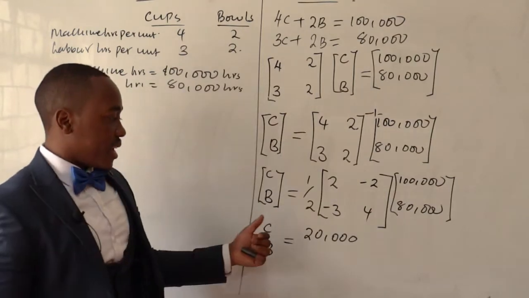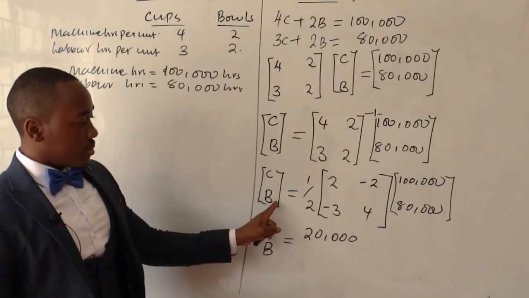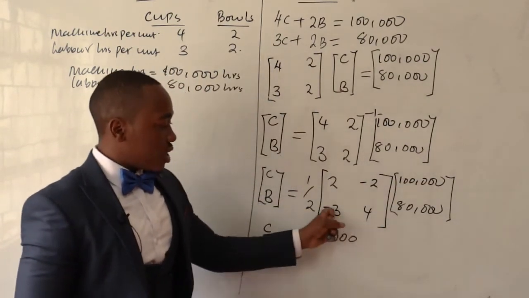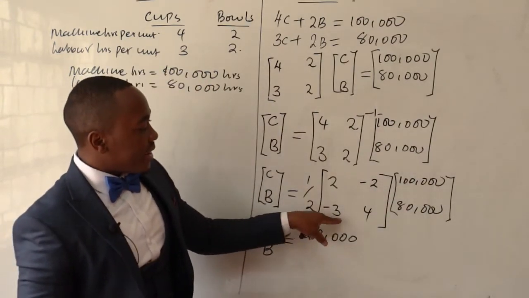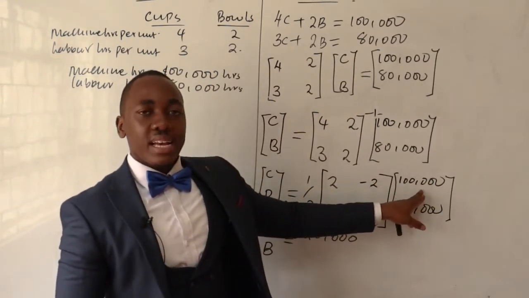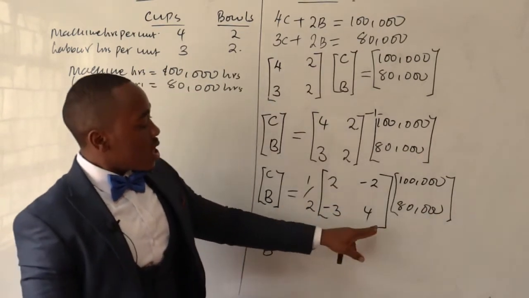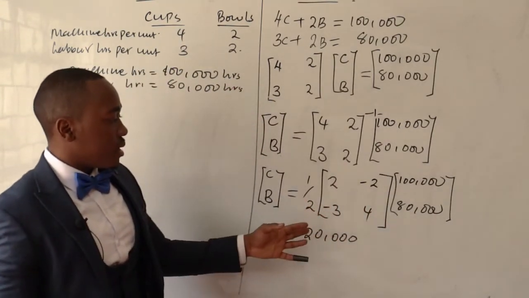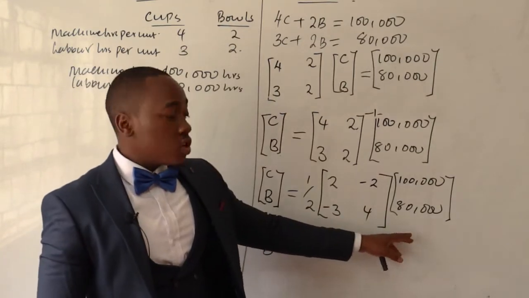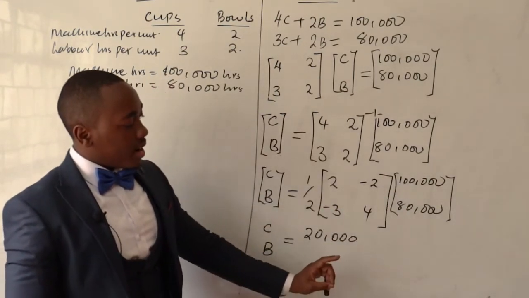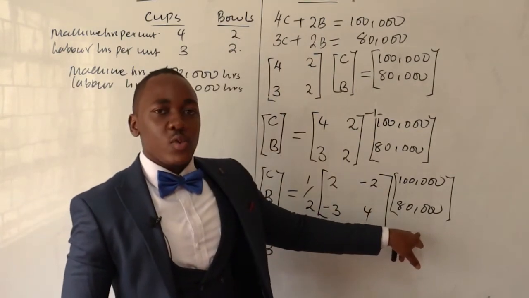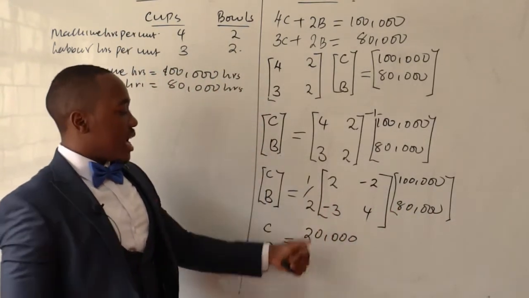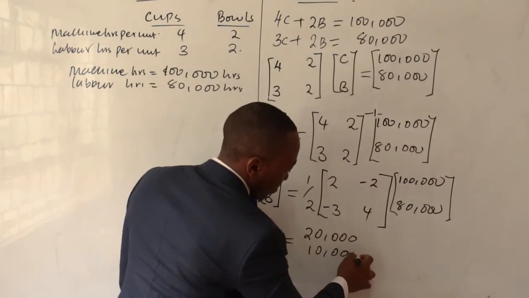Now let's get the second one. You take the second row and multiply by the column. So I take negative 3 times 100,000, that's negative 300,000, plus 4 times 80,000, which is 320,000. So you take negative 300 and add 320, you get positive 20, so 20,000. Now you multiply by half, and you have 10,000.